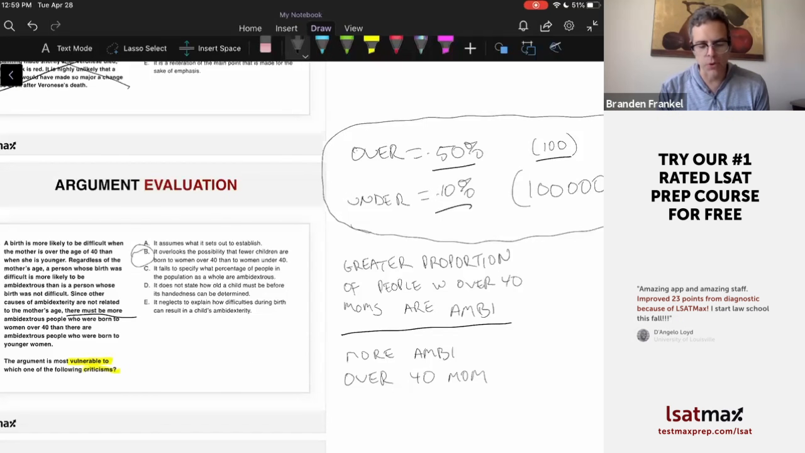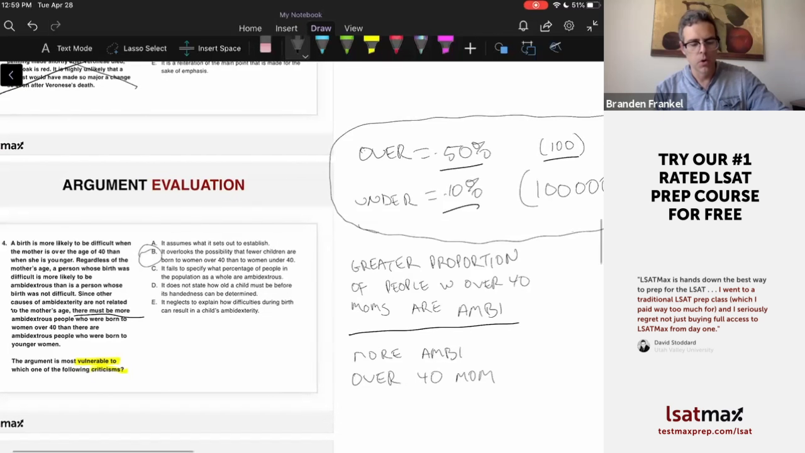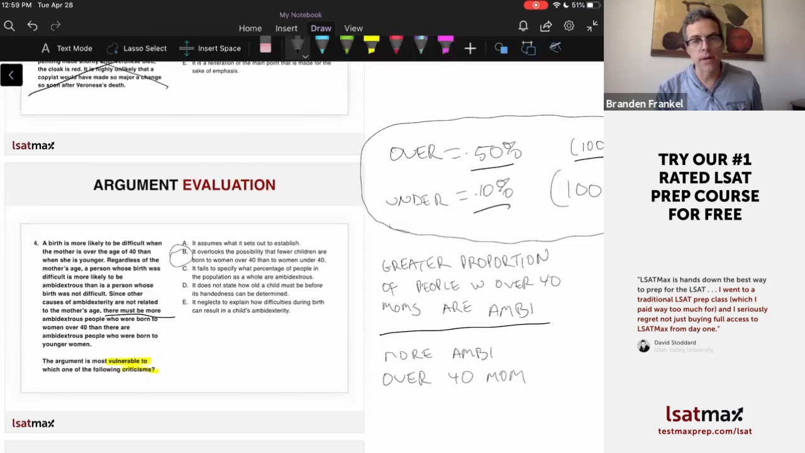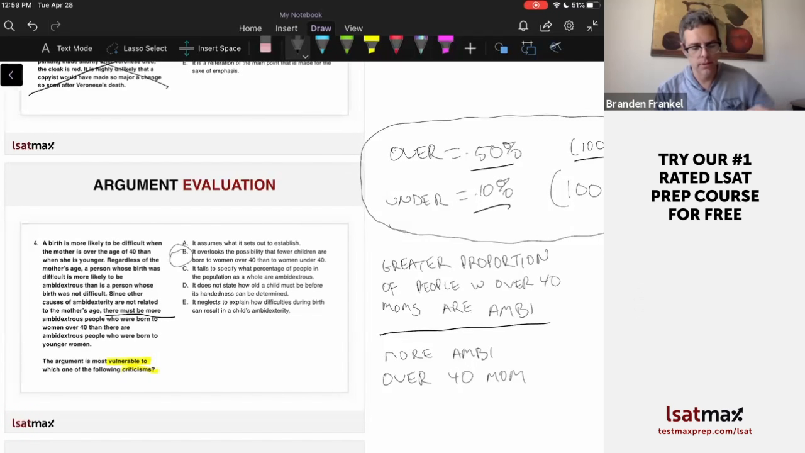All of these other answer choices are either irrelevant to this argument or they are mischaracterizing the stimulus, which is very common.